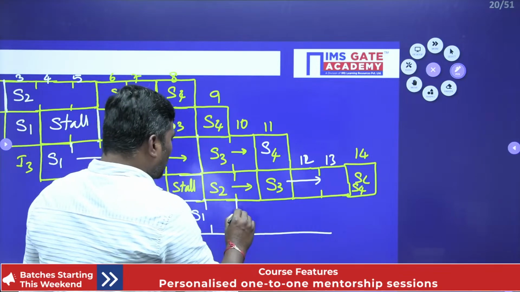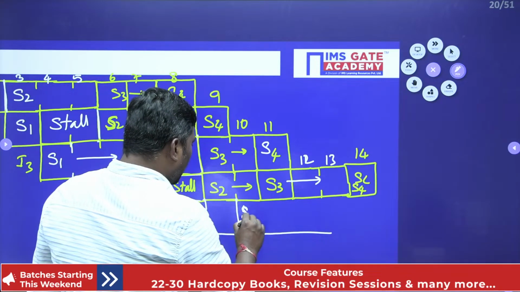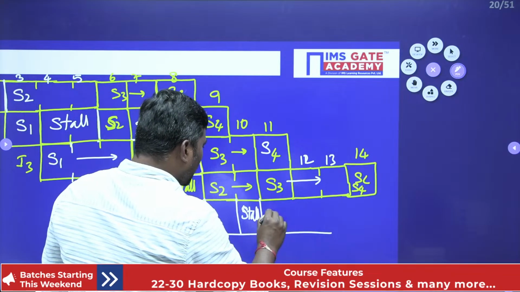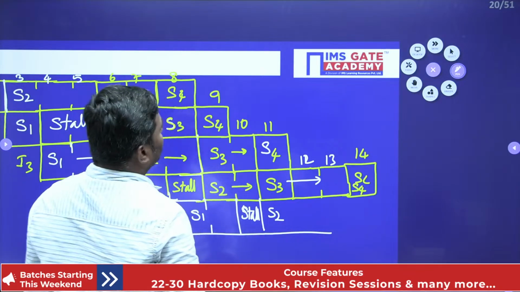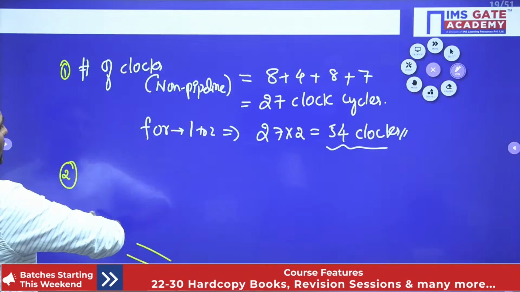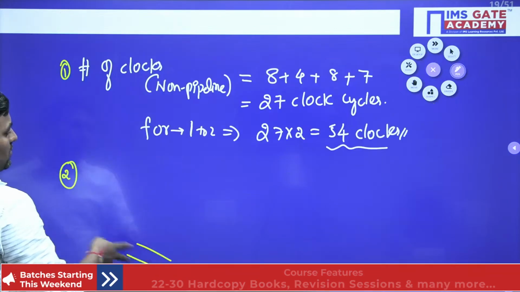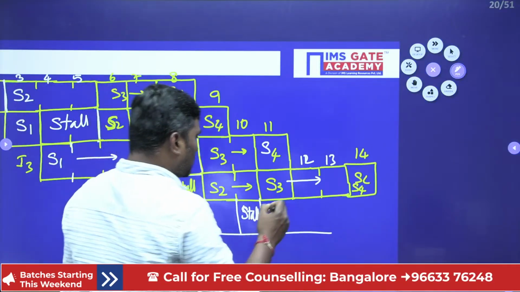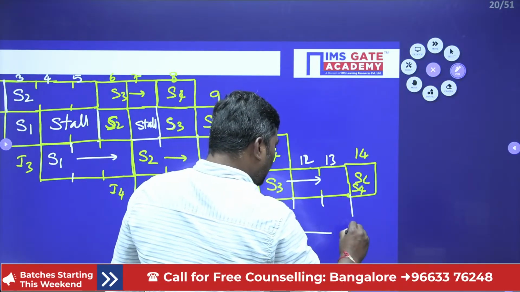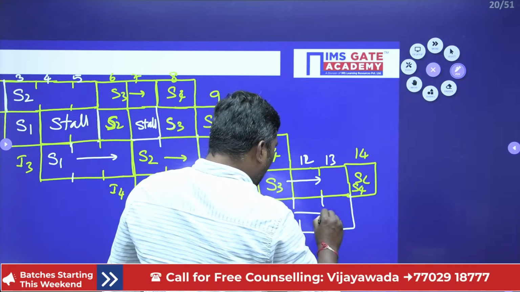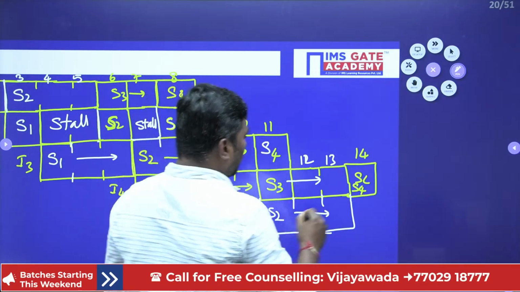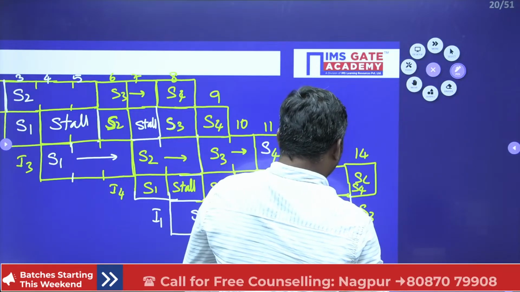So can I do S2 here? No, S2 is still busy. Stall. S2 can be given here. Now how many clock cycles does S2 require? S2 requires 3 clock cycles. 1, this is 2, this is 3. Now S3 has anyway completed. S3 can be started here.